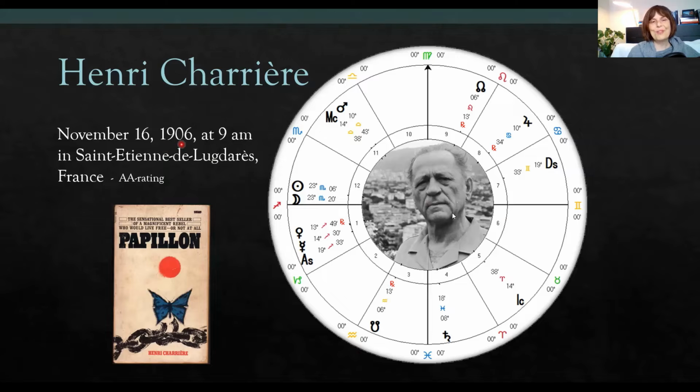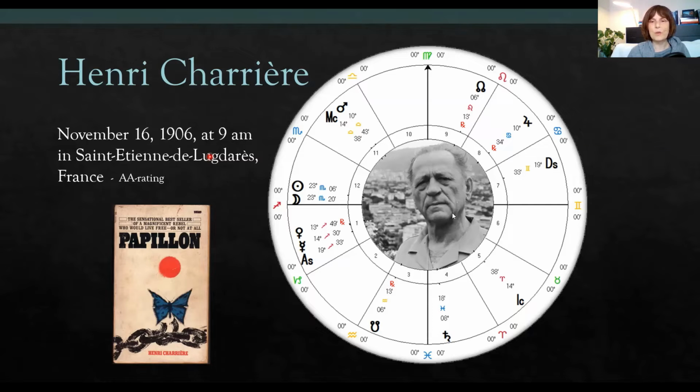And finally, here we are. Here's a chart of Henri Charrière, who was born in a village with an extremely long name in France a little over 100 years ago. And he's known for his novel, Papillon, which is a memoir of his time as a prisoner in a penal colony of French Guiana, from which he eventually escaped. I planned to do a really short video on this chart, but then I found Henri's life to be so fascinating that I just had to tell you a little more about it.